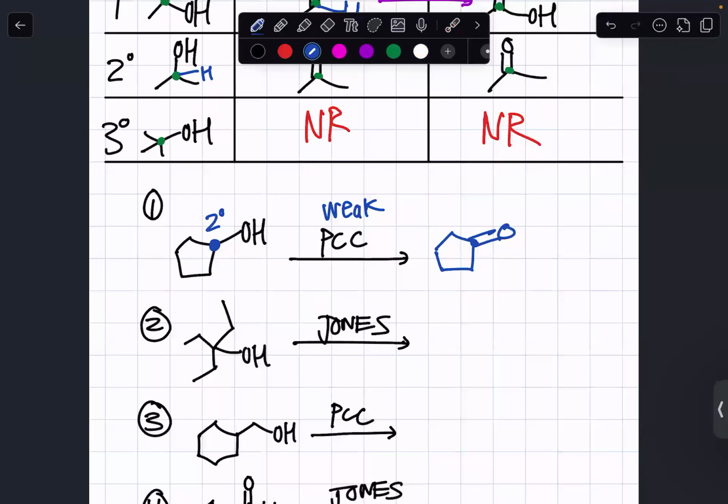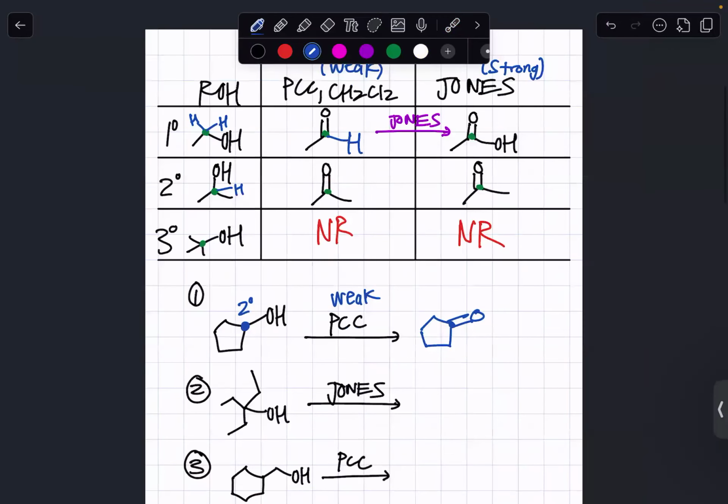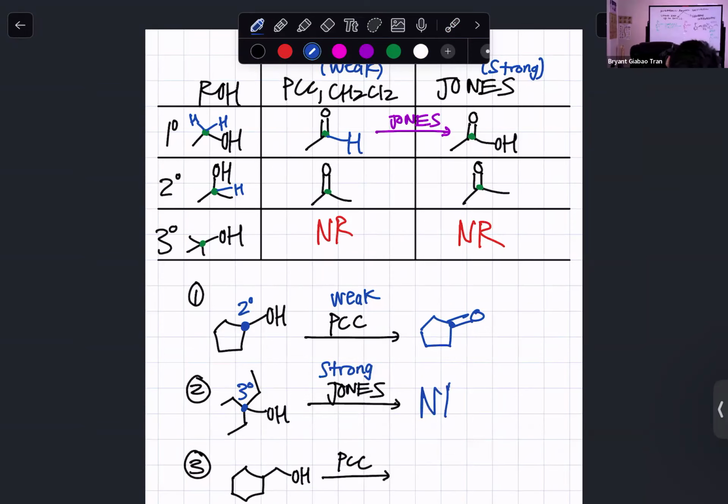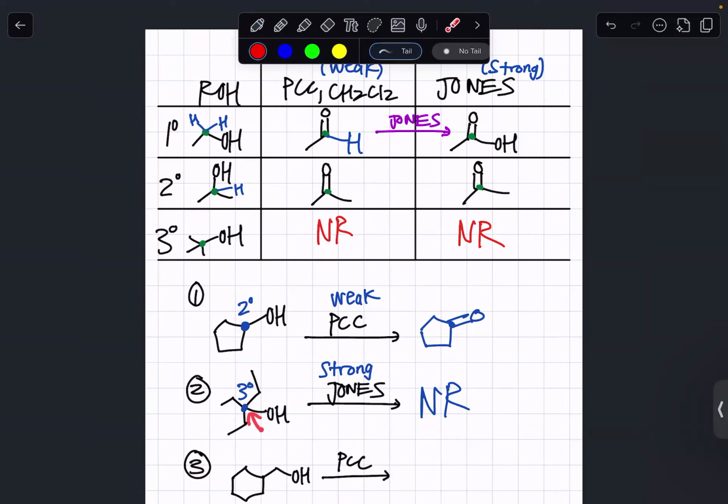Would that one be a tertiary? Yep, tertiary carbon. That's right. And it's strong, so it's going to have no reaction. Yep, no reaction because this tertiary alcohol here has no hydrogen to exchange for a bond to oxygen. Okay, I think that conceptually makes sense now. Yeah, that's good.